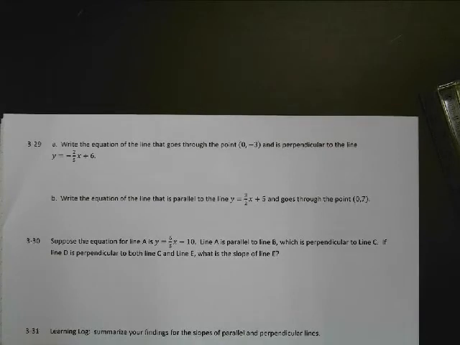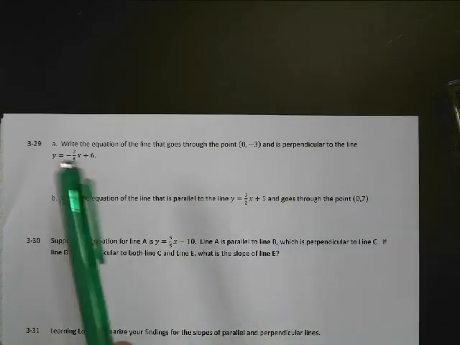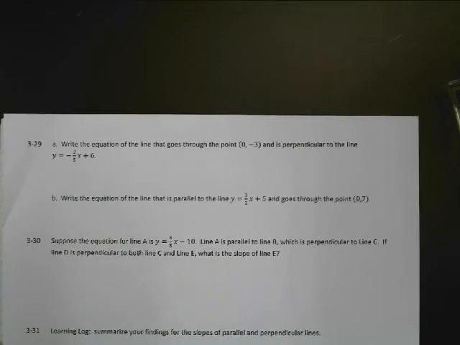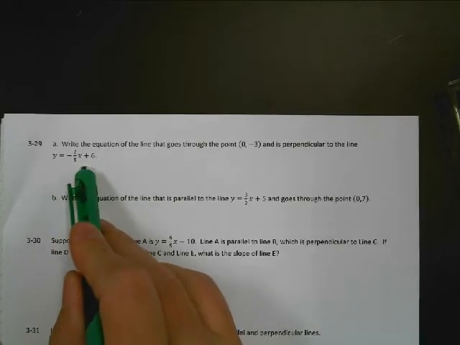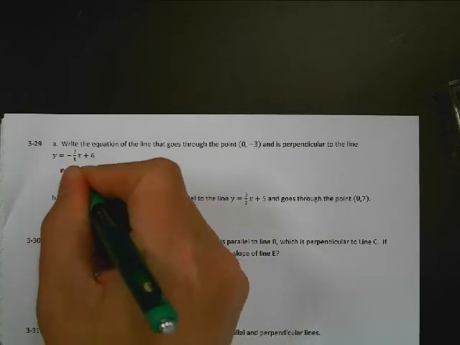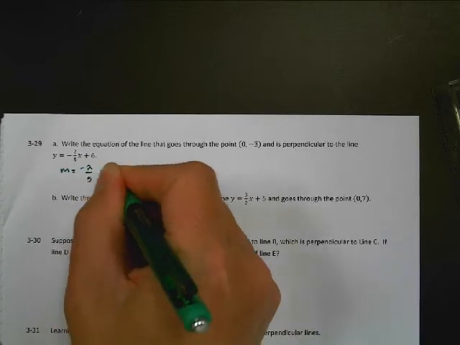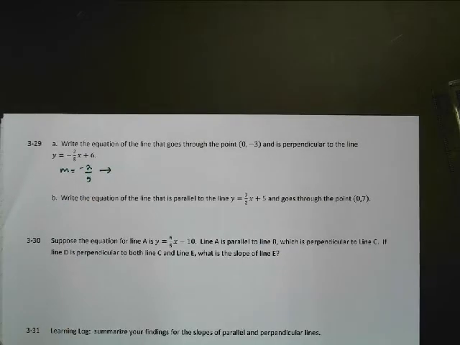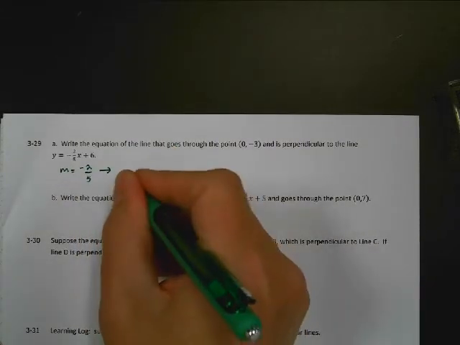3-29. We want to write the equation of the line that goes through the point 0, -3 and is perpendicular to this line. Now, if it's perpendicular to this line, what does that tell us? It tells us the slopes must be opposite and reciprocal. So what's the slope of this line? This line is -2/5. What's the opposite reciprocal of -2/5? Opposite would be positive. Reciprocal, it would be 5/2.